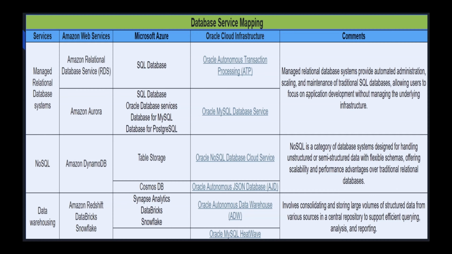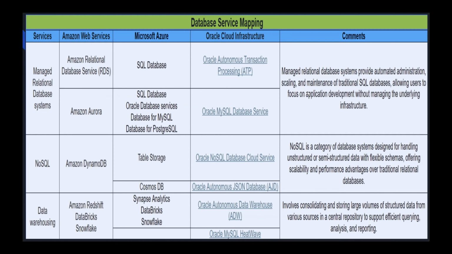As you can see on my screen, we have the database service mapping here. The first one is the managed relational database system, which provides automated administration, scaling, and maintenance of traditional SQL databases, thus allowing the users to focus on application development without managing the underlying infrastructure. So it's a managed database, essentially. That's what it is. What are the options?